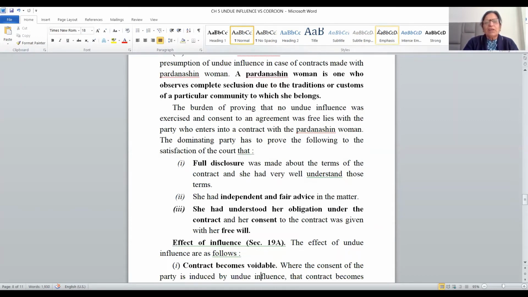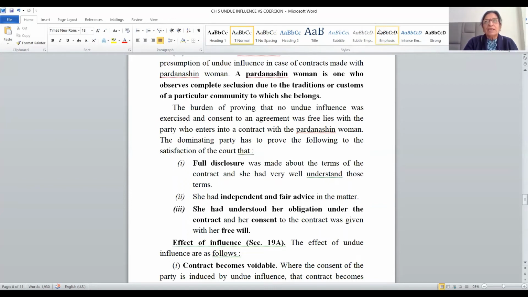Because otherwise, in all these three cases which I have discussed just now, it is always presumed that consent must have been caused by undue influence. And if it has not been caused, then in that case, the stronger party has to prove the consent was free, it was not affected by undue influence.